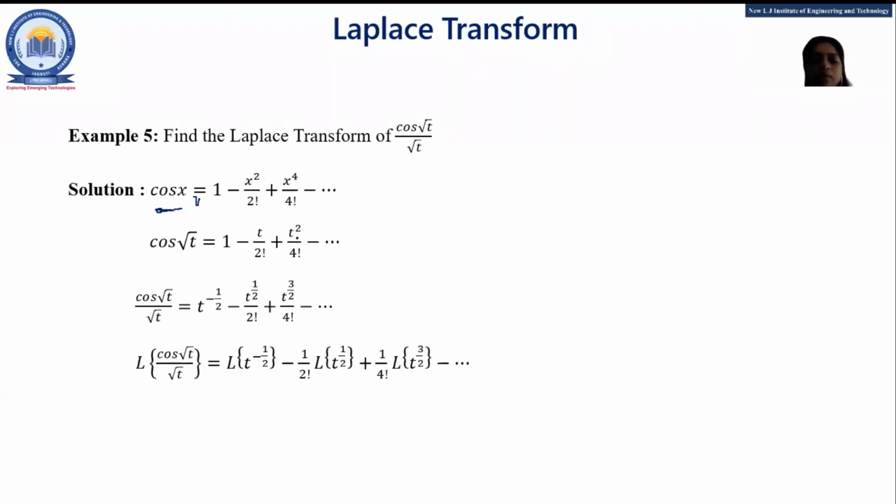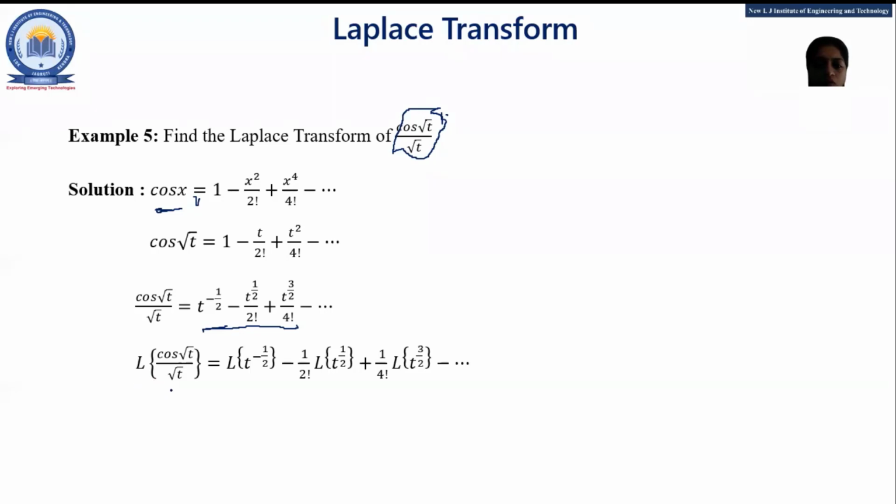Same, if we divide t square by root t, that is t raised to 3 by 2 upon 4 factorial, and so on. Now we convert cos root t upon root t into the series form. Now we want to find the Laplace transform of these, so we apply Laplace both the sides.